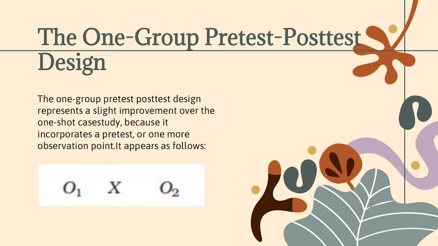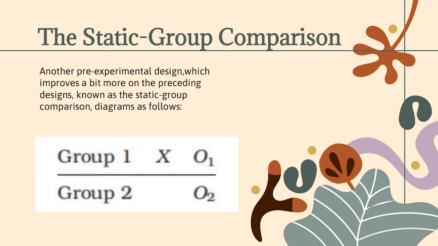2. The one-group pretest post-test design. The one-group pretest post-test design represents a slight improvement over the one-shot case study because it incorporates a pretest, or one more observation point. It appears as follows. 3. The static group comparison. Another pre-experimental design, which improves a bit more on the preceding designs, known as the static group comparison, diagrams as follows.